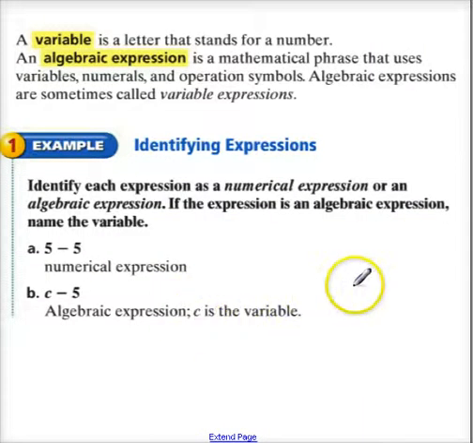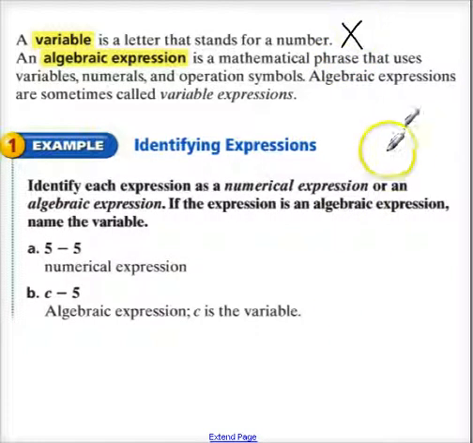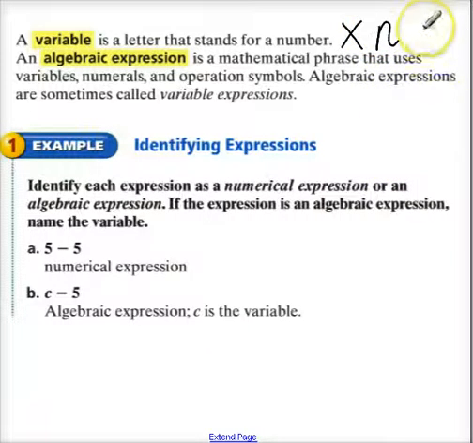A new vocab word in 7th grade is a variable. A variable is a letter that stands for a number. Most commonly in algebra, you see the letter x used as a variable. Also letters like the lowercase n or the lowercase a. You can really choose any letter you wish. We use variables to stand for numbers that we don't know.